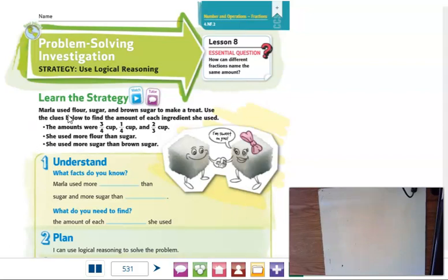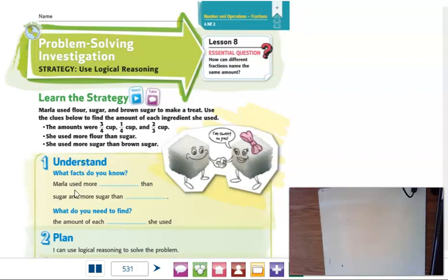Okay, first example. Marla used flour, sugar, and brown sugar to make a treat. Use the clues below to find the amount of each ingredient she used. The amounts were 3/4 cup, 1/4 cup, and 2/3 cup. She used more flour than sugar. She used more sugar than brown sugar.